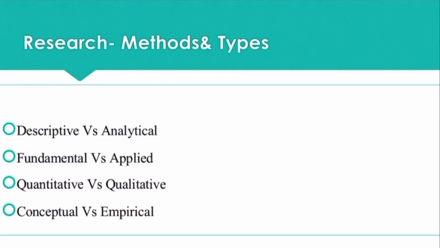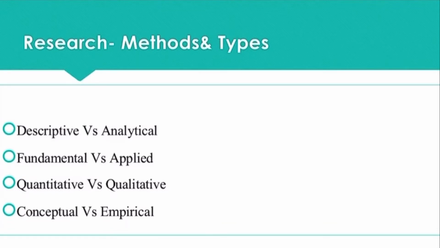Next is conceptual versus empirical. Conceptual research is related to an abstract theory or an abstract idea or concept. Generally, philosophers use this conceptual research. Empirical research is completely scientific. It is data driven. It is evidence based.